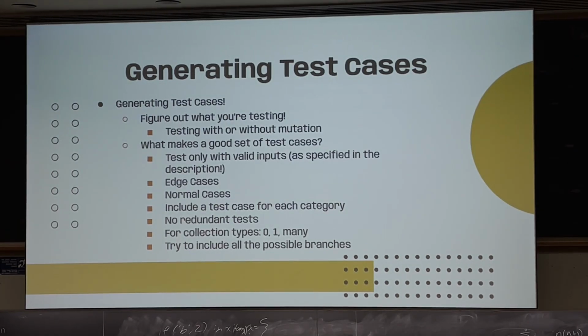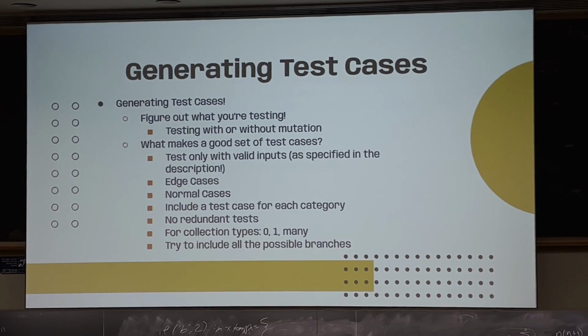Alright, so now let's move on to generating test cases. The overall idea is that you're trying to figure out what you're testing. When you're testing, you want to know with your function if it's returning something or not. If you see it's returning None, then it's implying some kind of mutation. Otherwise, you want to mention what you're trying to return.